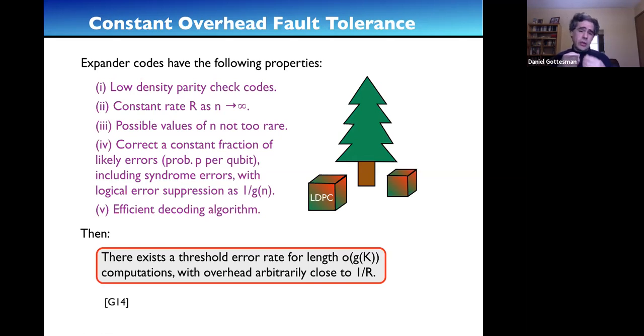And when they do that, then the logical error rate goes to 0 as n goes to infinity. And let's say it goes as 1 over g of n, some function g of n. And then finally, there's an efficient classical decoding algorithm for these codes. Expander codes, by the way, have all of these properties. That's kind of what I've been discussing.